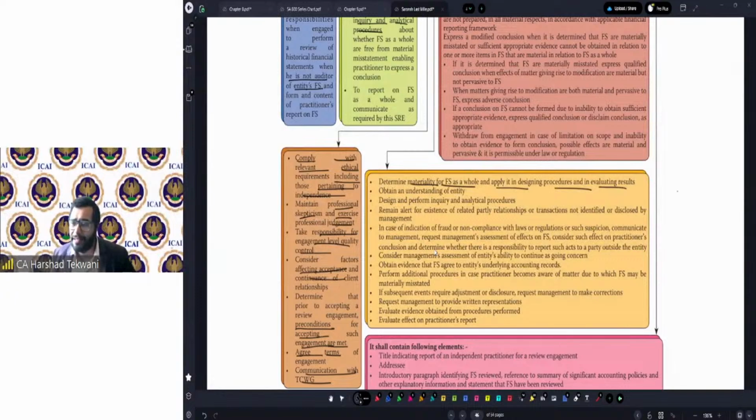Are you understanding, guys? Even though it's a limited assurance, I cannot say, okay, I'll not check cash flow, I'll not check the balance sheet, I'll not check current assets. No, I need to check the financial statements as a whole, including all areas based on materiality. Now, how will you define materiality here? In a limited assurance engagement, how will you define materiality?